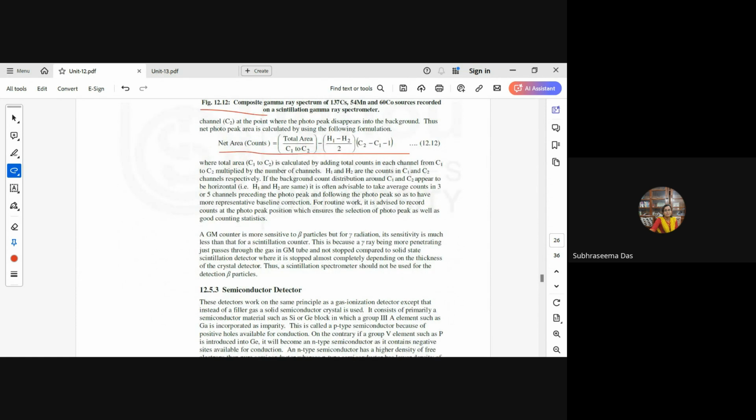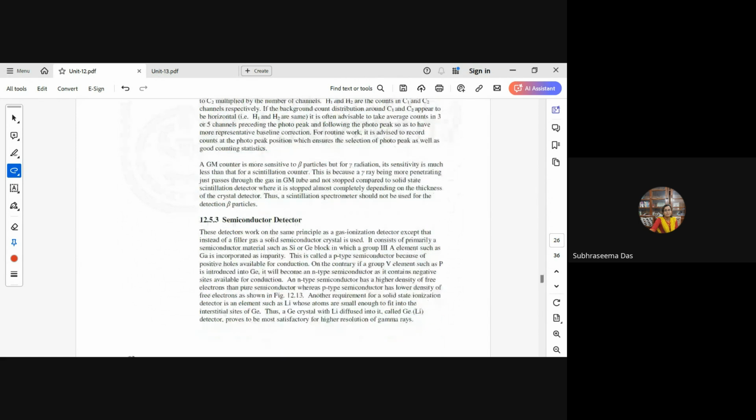A GM counter is more sensitive to beta particles, but for gamma radiation its sensitivity is much less than that of a scintillation counter, because gamma rays are more penetrating and just pass through the gas in the GM tube, and thus are not detected by the GM counter.